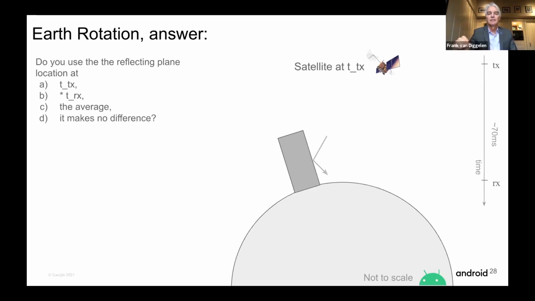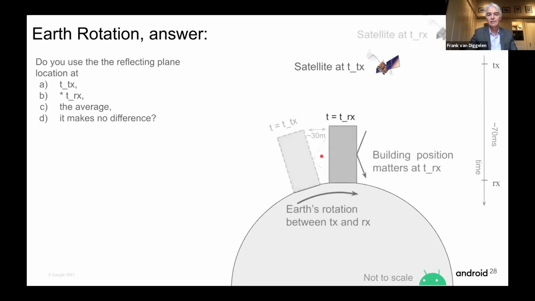So the satellite sends the signal at time of transmission. So clearly what we care about for the satellite is where the signal came from at the time of transmission. And then the signal travels to the Earth. During that time, the Earth's rotating. So when the signal arrives at the building, it is at the point where the building is going to be at the time of reception. So the only thing that matters is where is the building at the time of reception. Where the building was at the time of transmission is of no relevance to anything.